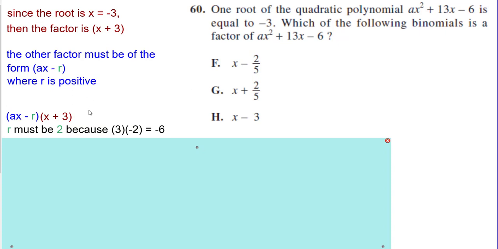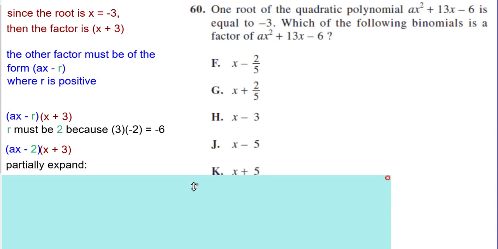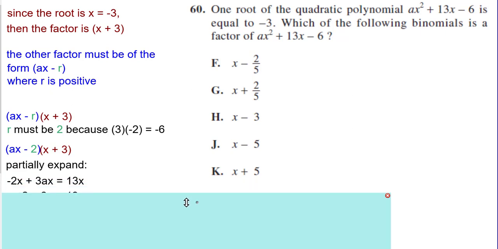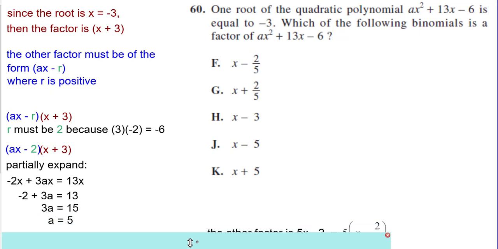Now r's got to be 2 because negative r times positive 3 has to be -6. So that's only going to work if r is positive 2. So I can go ahead and substitute that in there. And then when I partially expand, that is, look at just the x terms, I'm going to get -2x plus 3ax has to be equal to this middle term here, 13x. And when I divide each term by x and solve this, a turns out to be 5, which is not our answer, by the way.